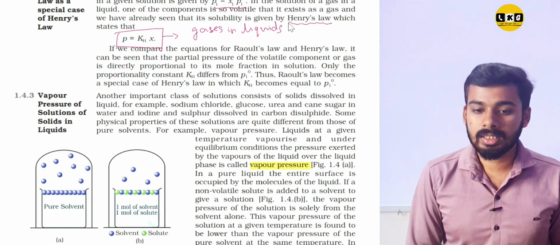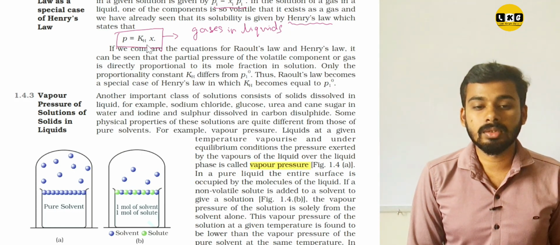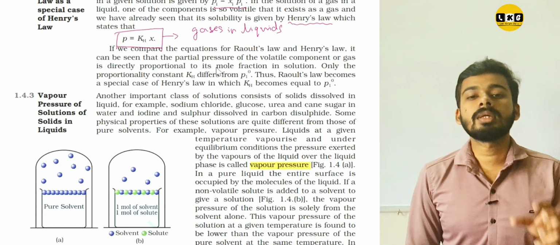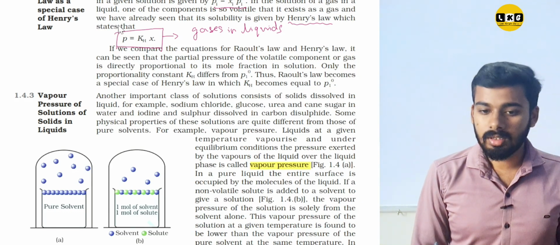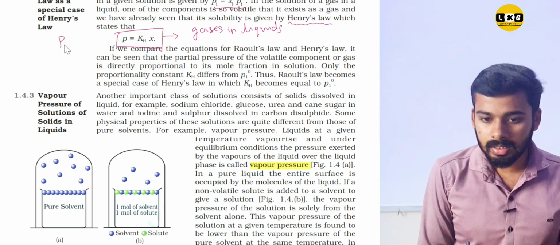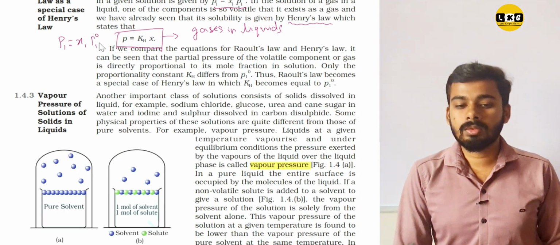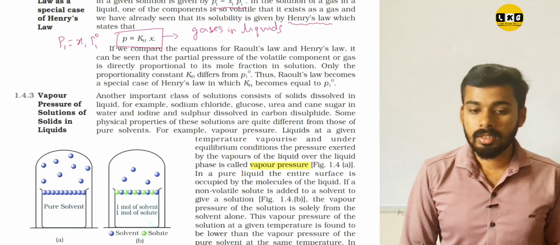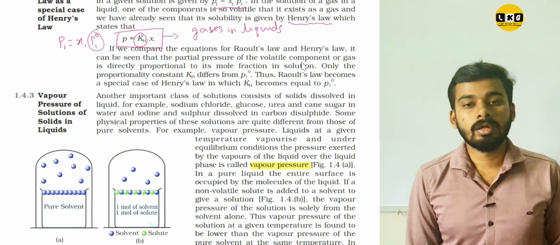For gases in a liquid solution we use Henry's law: P is equal to KH into X. If we compare both Raoult's law and Henry's law, we have P is equal to KH into X, and here P1 is equal to x1 into P01. So what is the similarity and what is the difference? Here only KH and P01 are different.